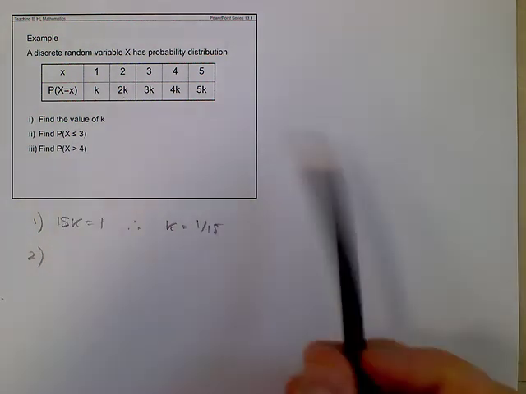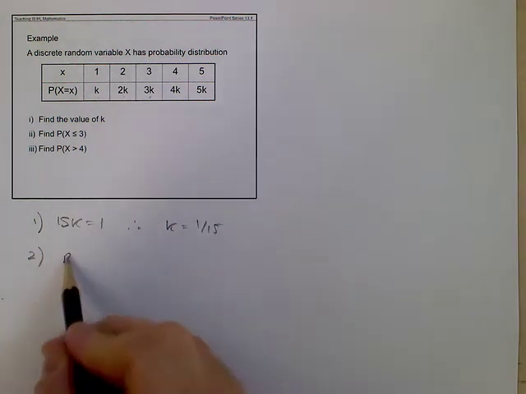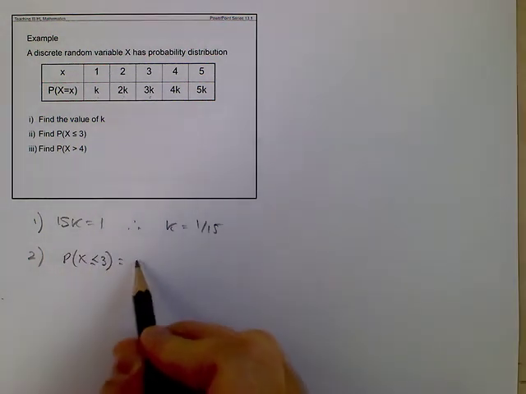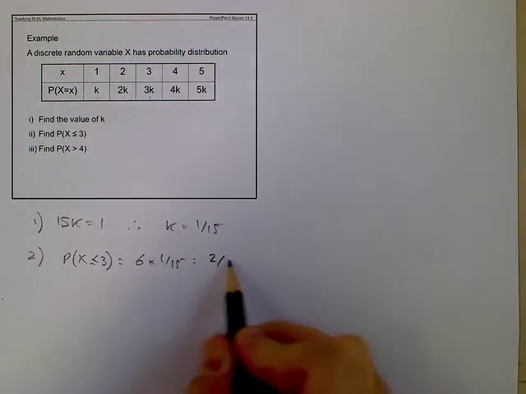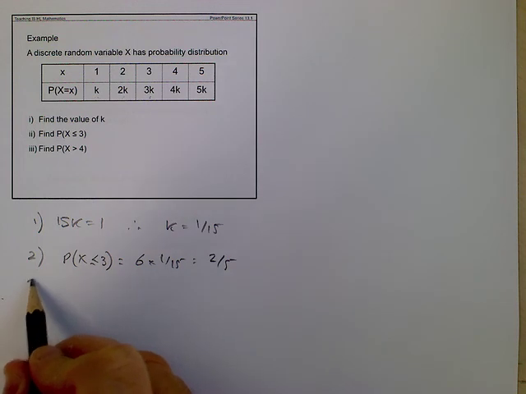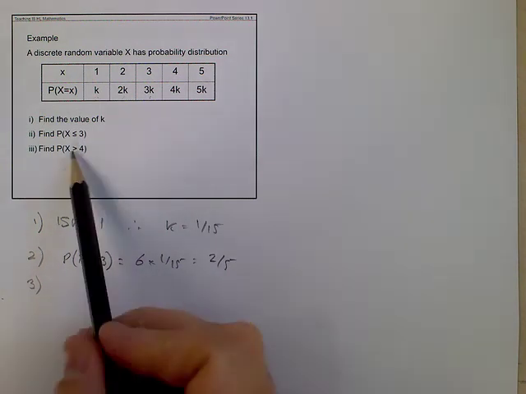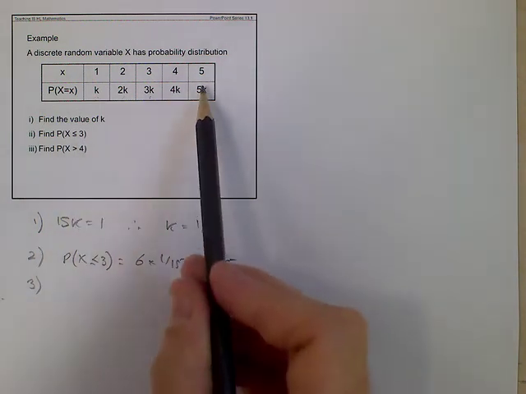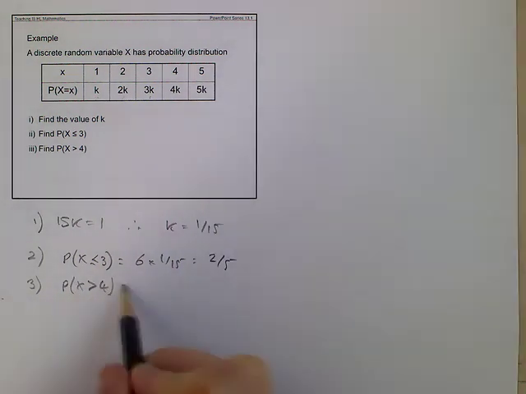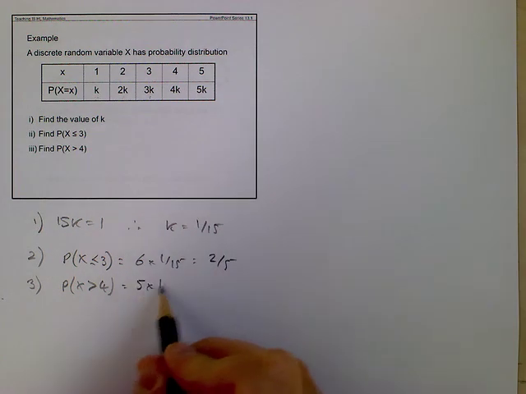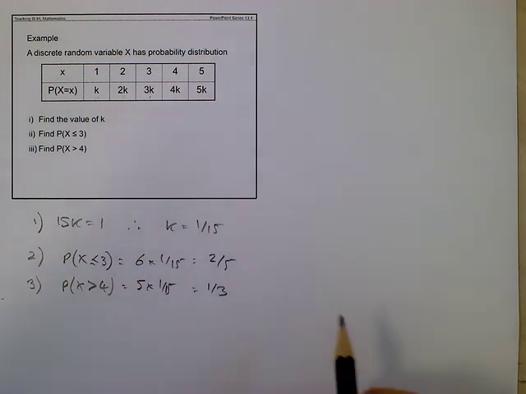Probability of x being less than or equal to 3 is this, this, or this. So I've got 6 lots of k. Probability of x less than or equal to 3 is 6 lots of 1/15, which, cancel that down, is going to be 2/5. And for part 3, bigger than 4, notice the strict inequality here. Bigger than 4 does not include 4, so it's only going to be 5. So x bigger than 4 is going to be 5k. So 5 lots of 1/15 is equal to 1/3. Done.